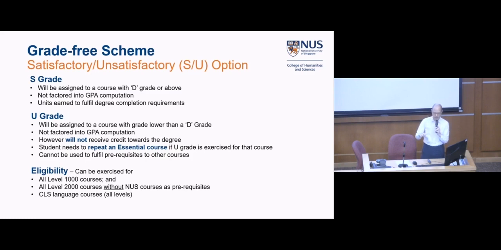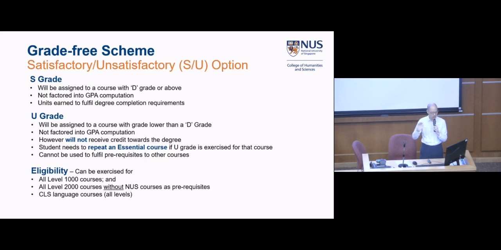Okay, if the grade you received is lower than a D grade, so for example, if it's an F, then in that case, it will not be factored into the GPA calculation as well. However, in this case, you will not be considered to have passed the course, so you will not receive credit for this course, and if it's a required course that you need to take for your degree requirement, then you will need to retake that course, right? But the point is, it will not be factored into your GPA calculation, and therefore it will not drag your GPA down, right? So that's what the SU option means. Basically, it allows you to remove from your GPA calculation courses for which you have not scored well, okay?